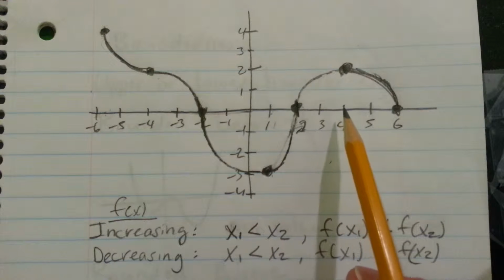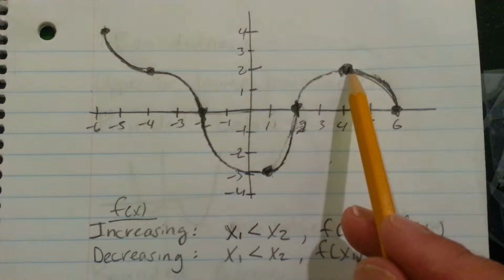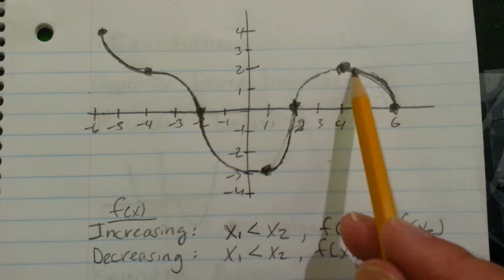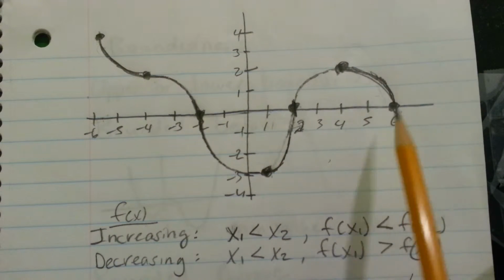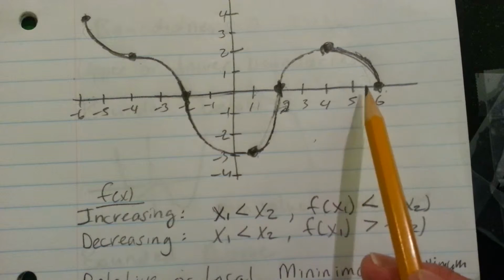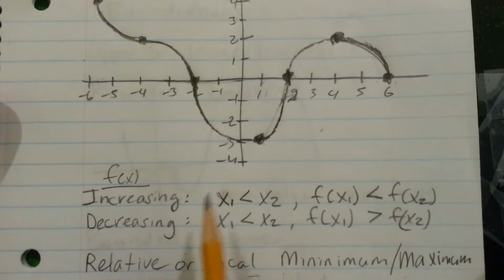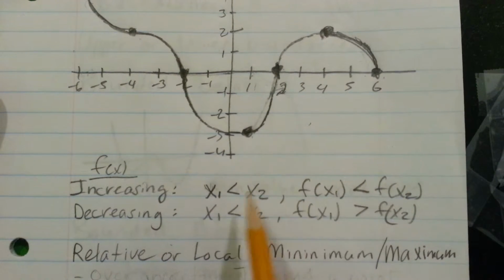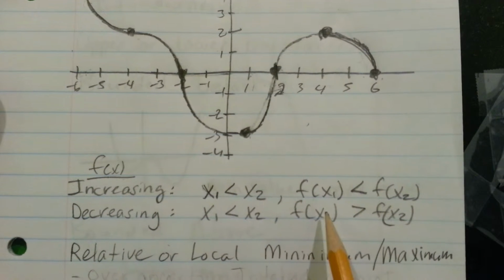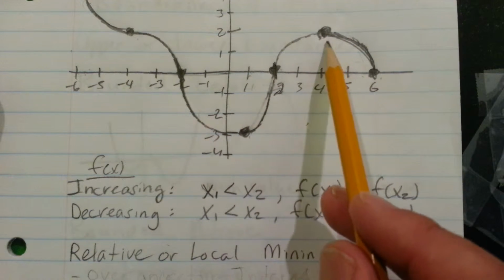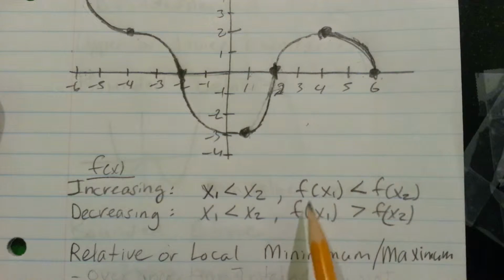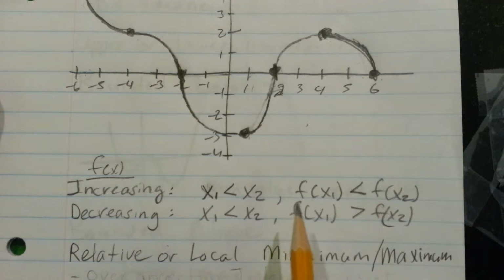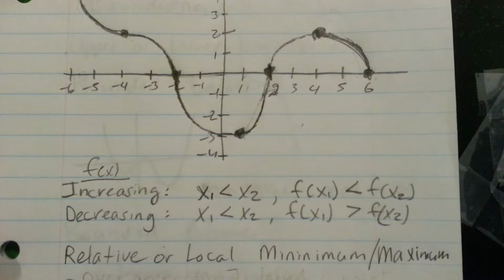So this function is decreasing from -6 to 1, and also it's decreasing from 4 to 6. Look at my y values: as my y values of this graph go from 2 down to 0 here, it's also decreasing on the interval from 4 to 6. Let's say this point here is x1 and that's x2. 4 is less than 6, but my function at my first point is greater. The output is greater than this one. It's 2 and it goes to 0. So that's the definition of a decreasing function.